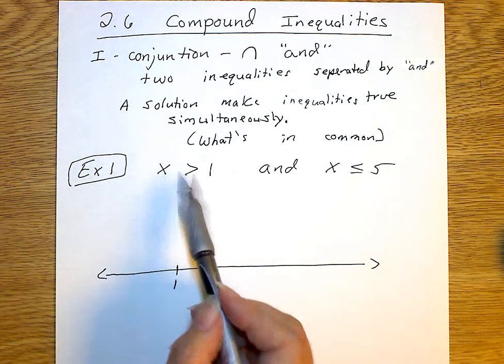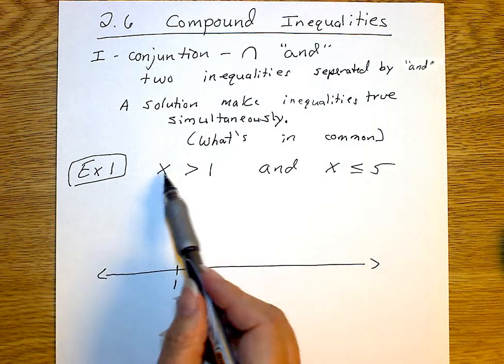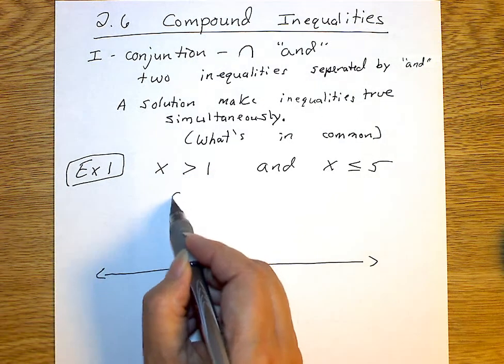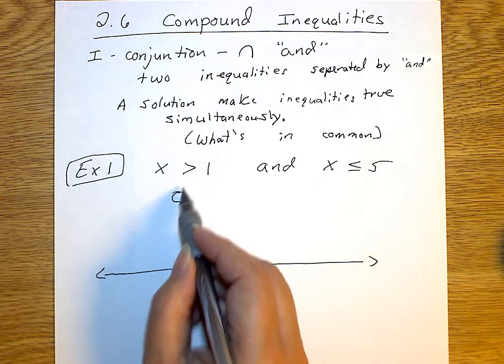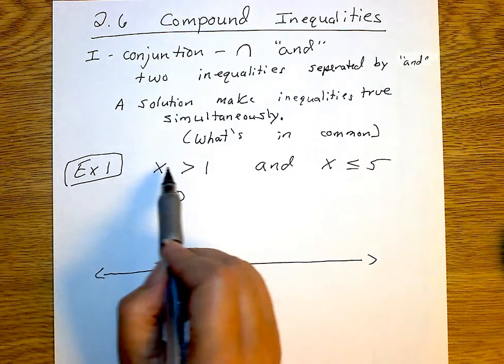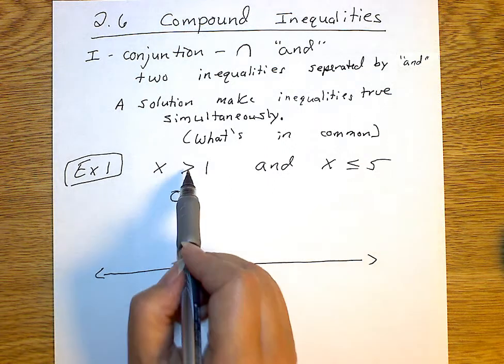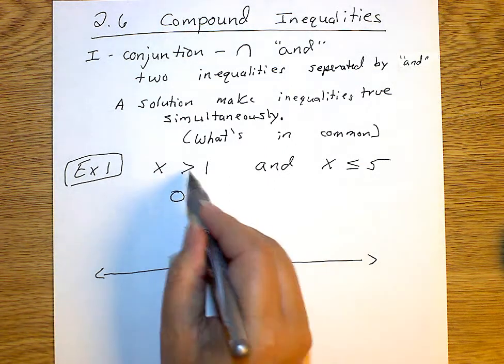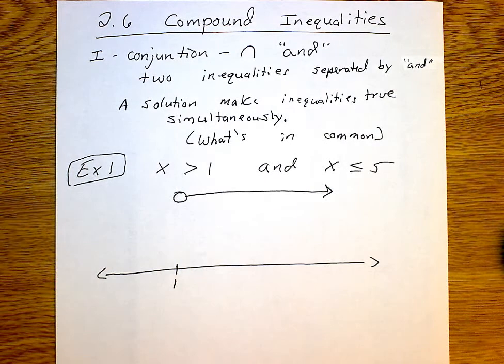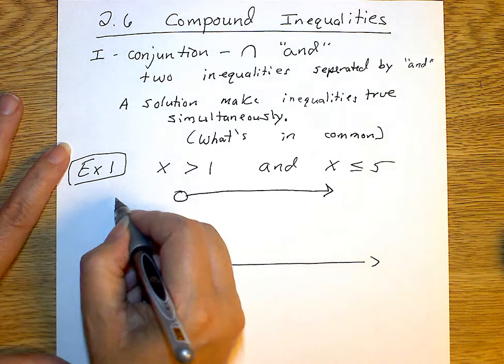What I want you to do is think about if you have x is greater than 1, first of all, is this an open or closed circle? Open. And which way am I shading? Am I going to shade to the right or to the left? To the right. So this line right there represents my x is greater than 1.